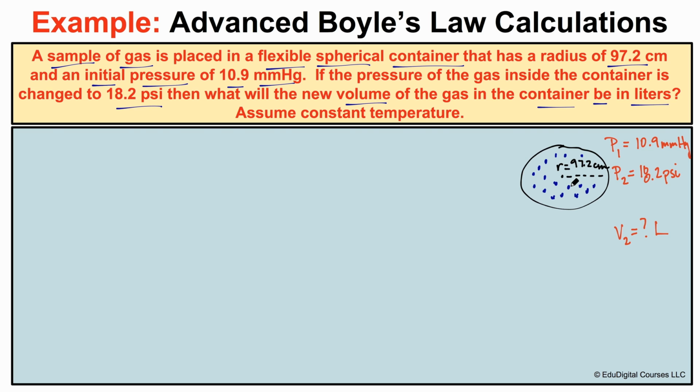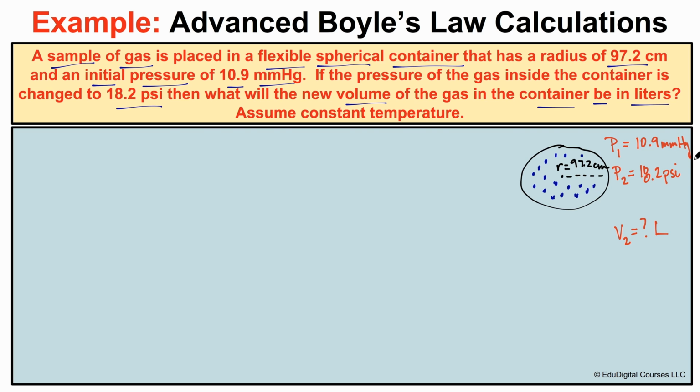So we have this spherical container, which is flexible. We know that inside of it we have a gas, and initially that gas is exerting 10.9 millimeters of mercury of pressure. We also know that the radius of this spherical container is 97.2 centimeters. What's going to end up happening is that the pressure of the gas in this container is going to change to 18.2 psi. What we're asked to figure out is the final volume of the gas that is in this container.